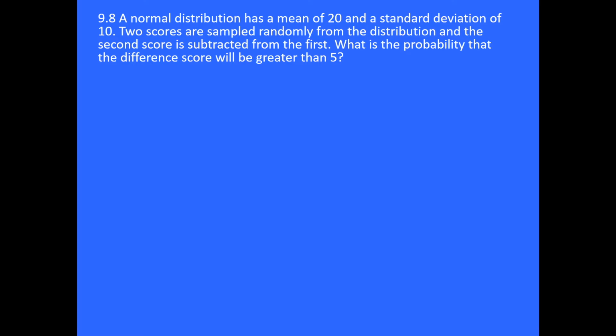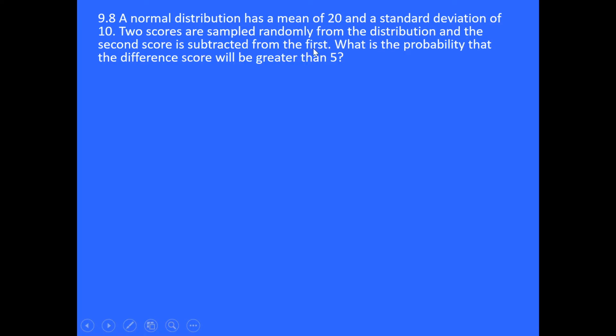All right, so this one is particularly tricky. So we have a normal distribution that has a mean of 20 and a standard deviation of 10. Two scores are sampled randomly from the distribution. All right, so you hear that and you think, oh, well, that sounds like an n equals 2 sampling distribution. Not so fast, because the two scores are going to be sampled randomly from the distribution, and the second score is subtracted from the first.